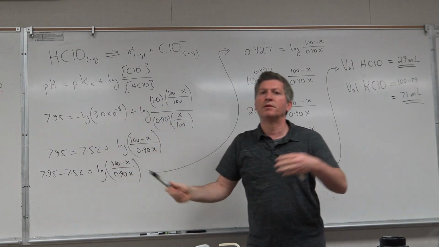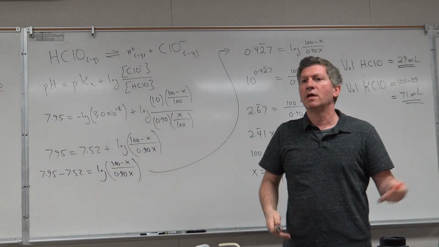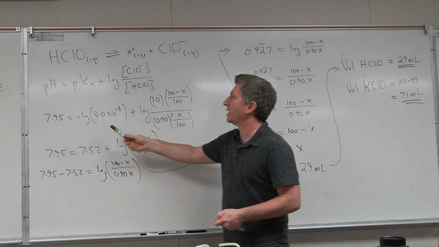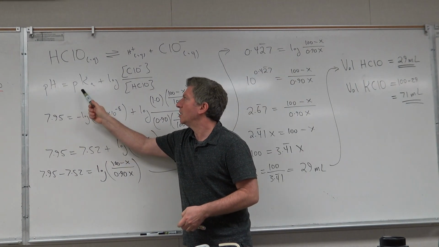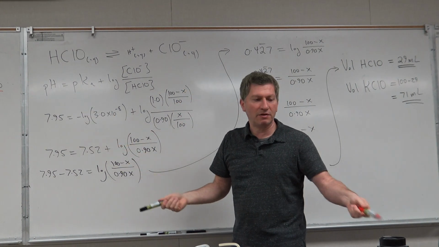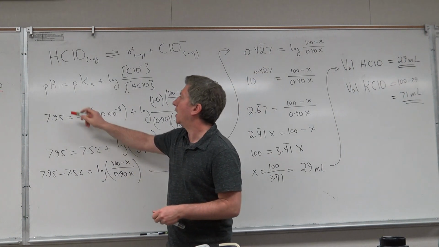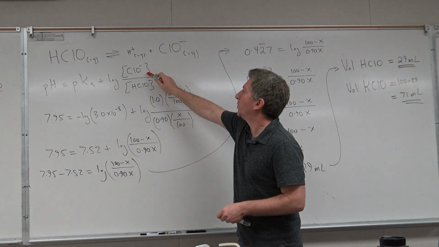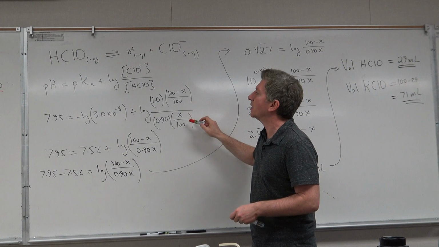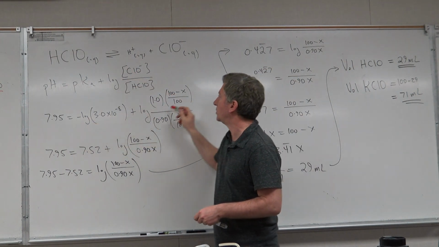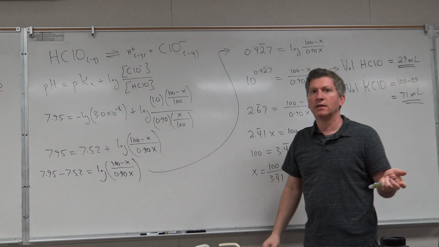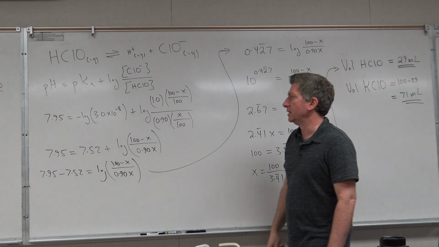Again, you can use this method or you can use the ICE box. They both work. If you use the Henderson-Hasselbalch equation, the pH is given, and the pK, the Ka of weak acids, are given, you just look it up. So you put in the concentrations in terms of x. So in fact, now you have one equation with just one unknown, which is x. And so you can solve for x.